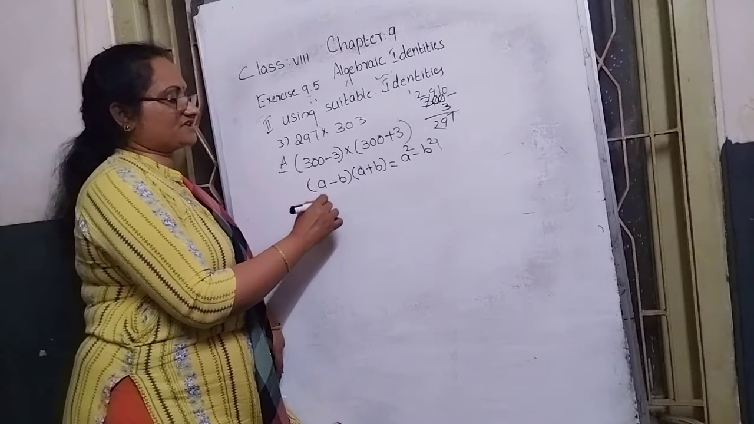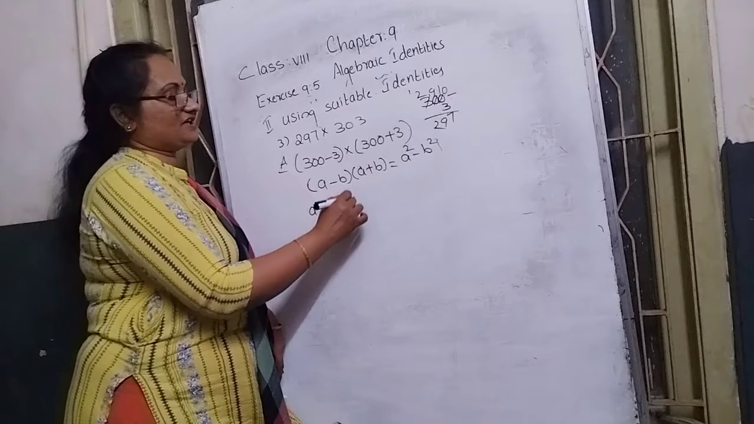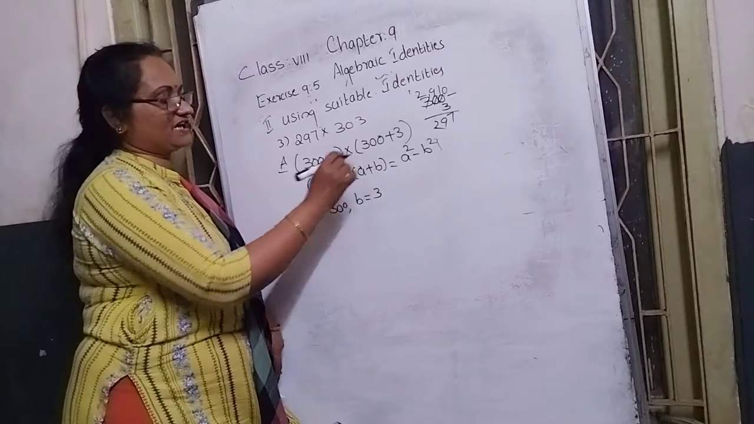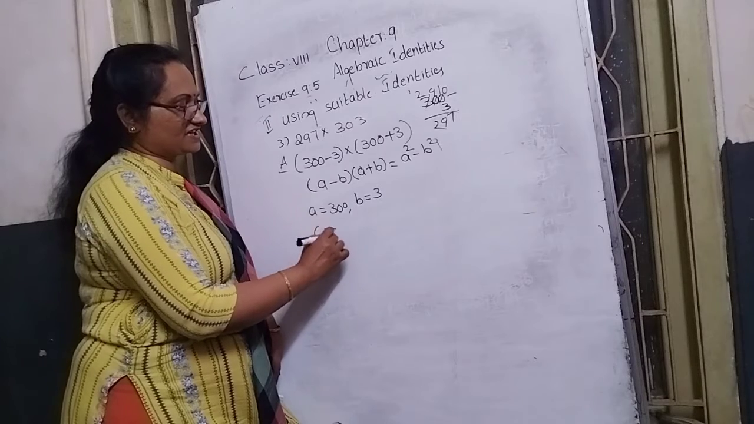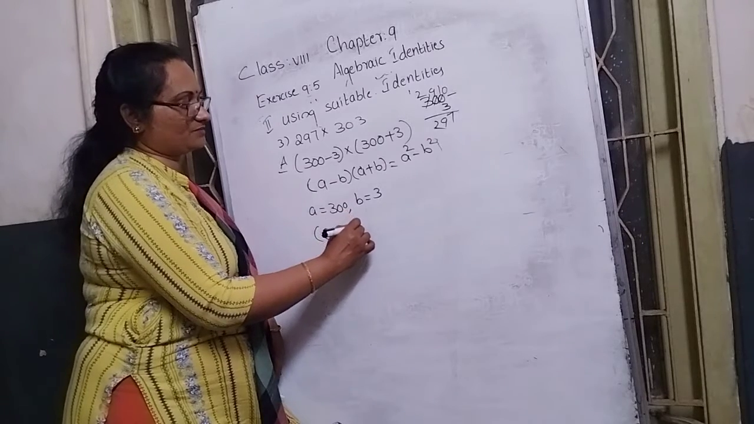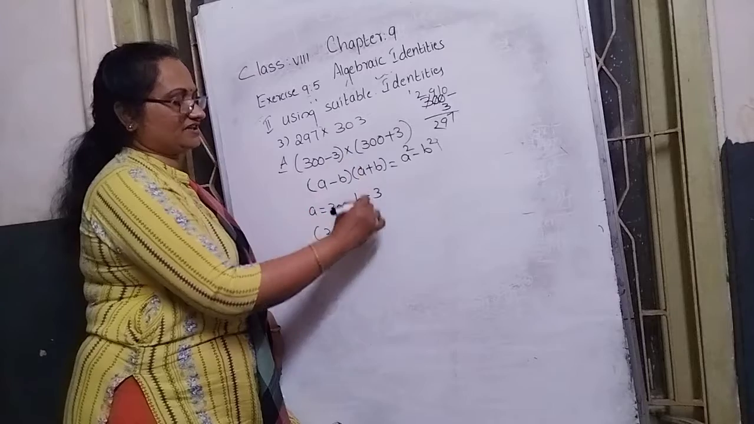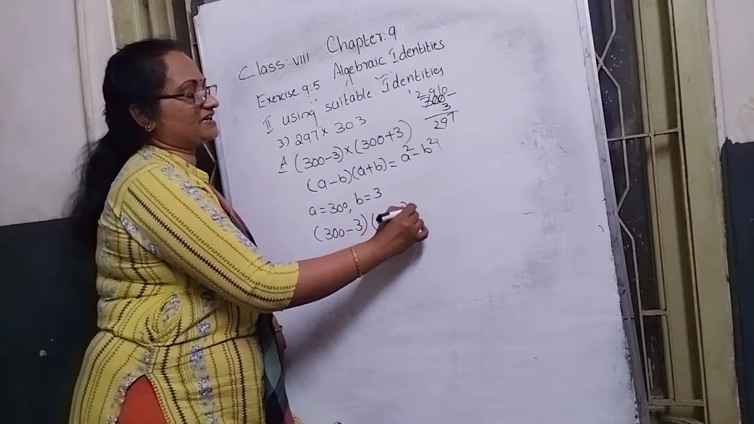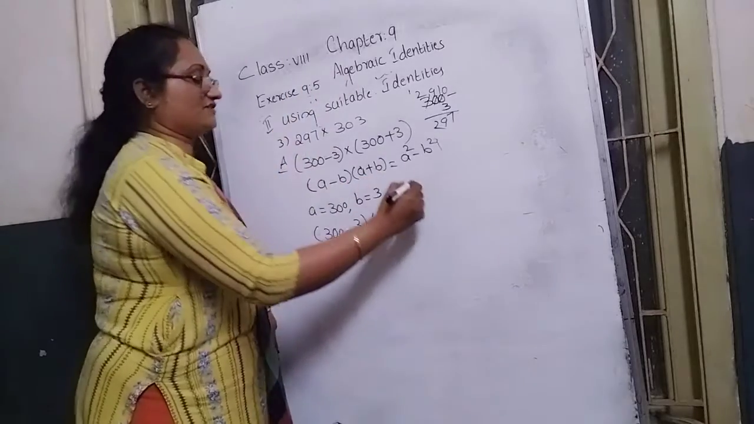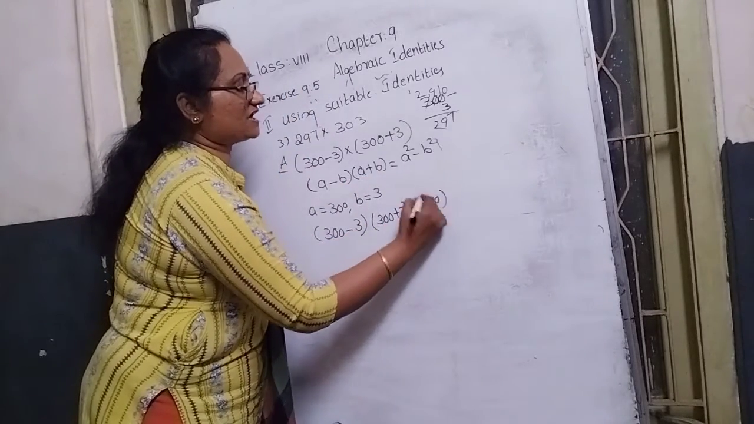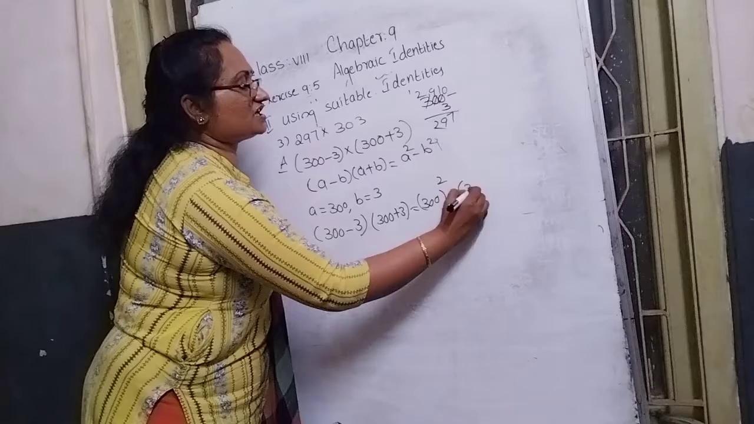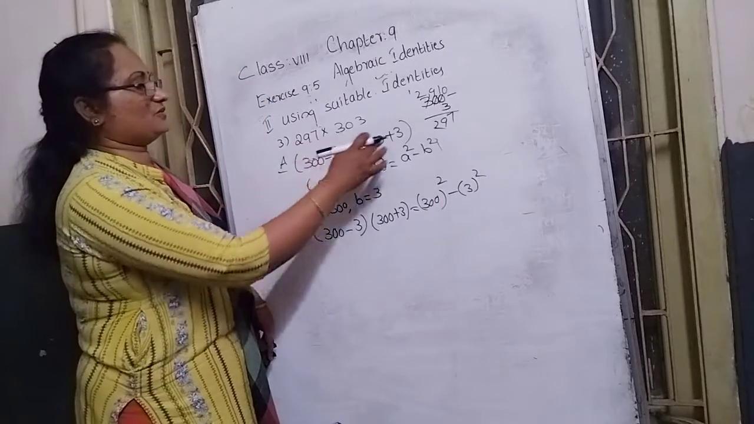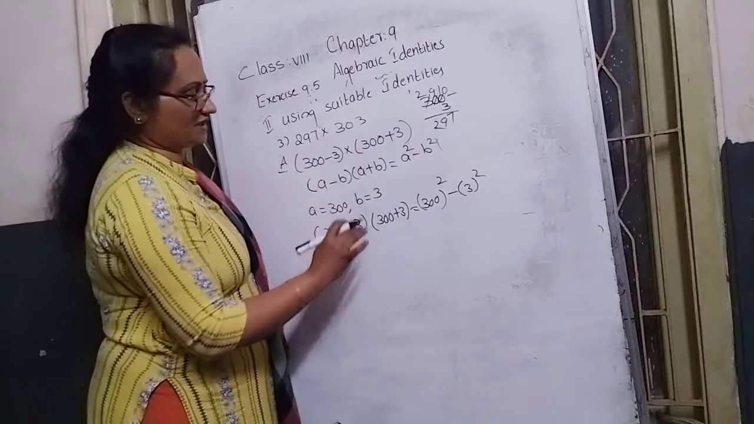This identity is suitable. First we sort out the values: a value is 300, b value is 3. So in the first bracket, a place 300 minus b place 3, and in the second, a place 300 plus b place 3. Then the right side: a value 300, keep the bracket, whole square. b value 3, the whole square. The left side I leave, because it is in the form of our question. That's why that part is left.